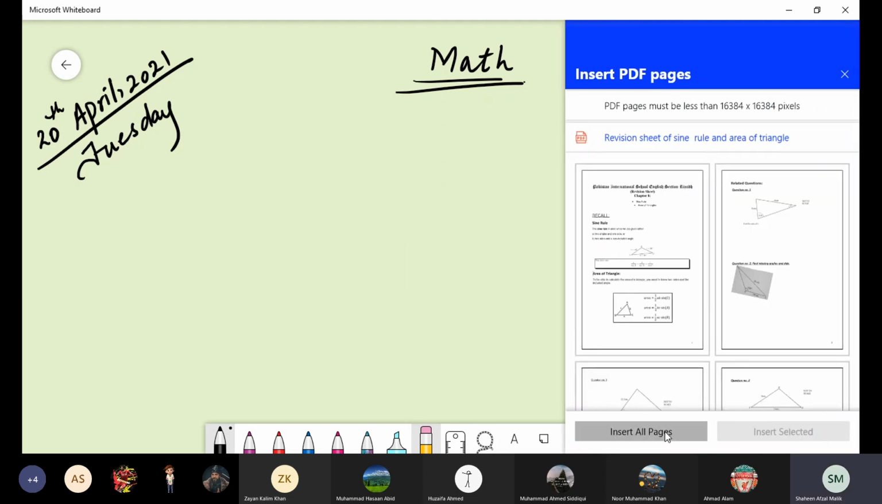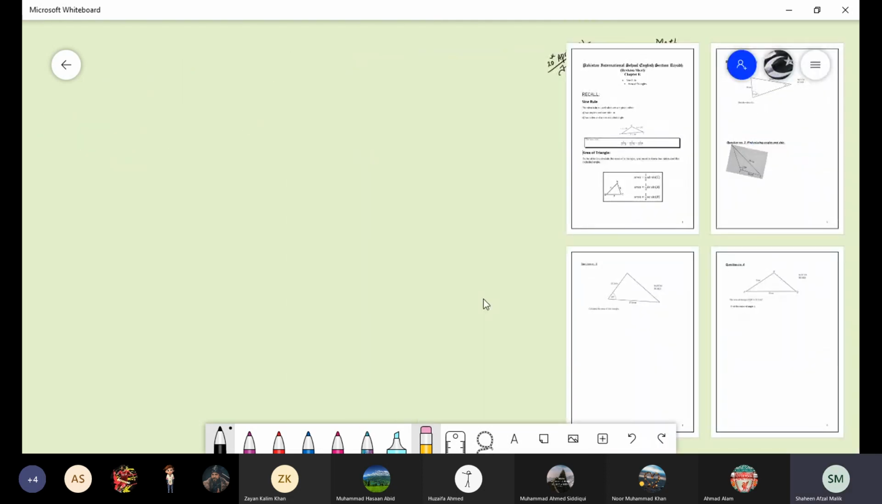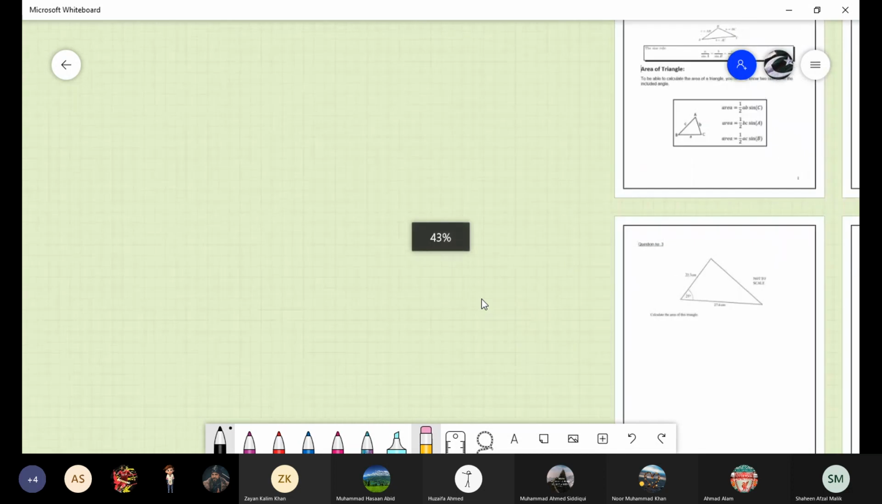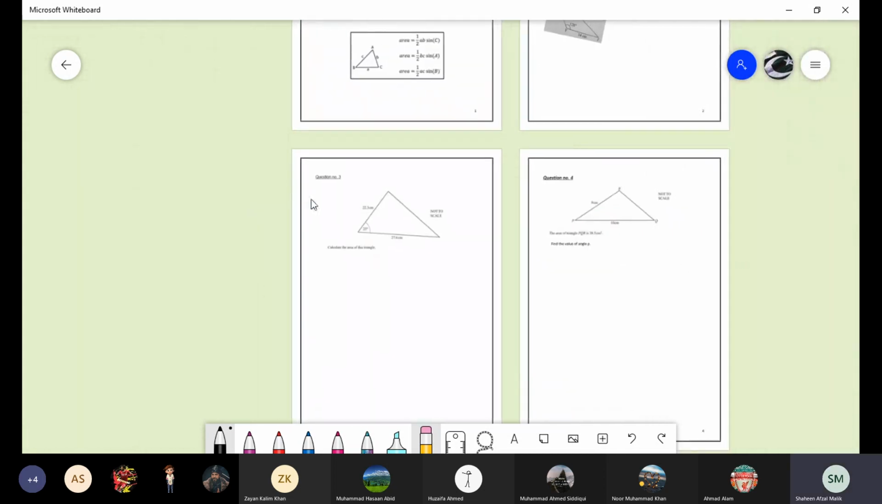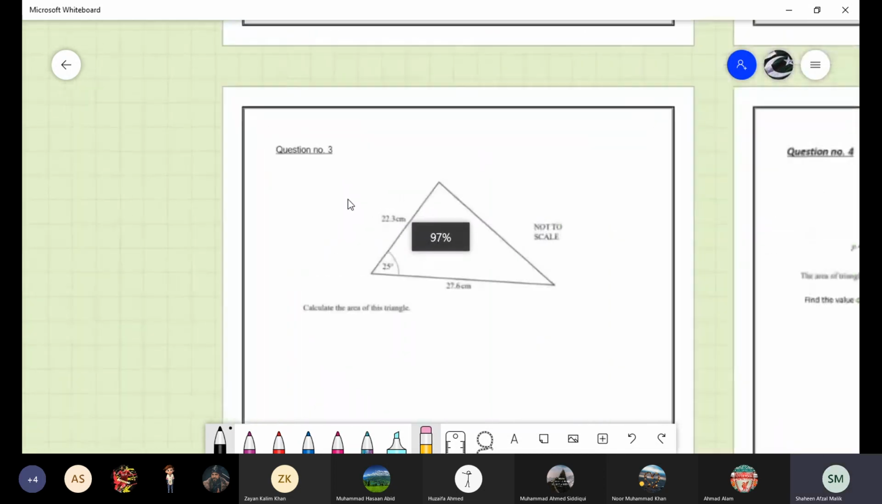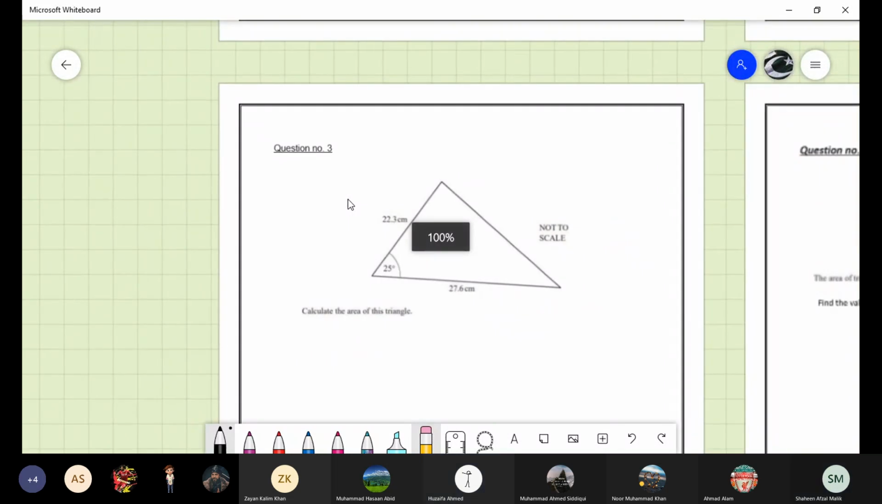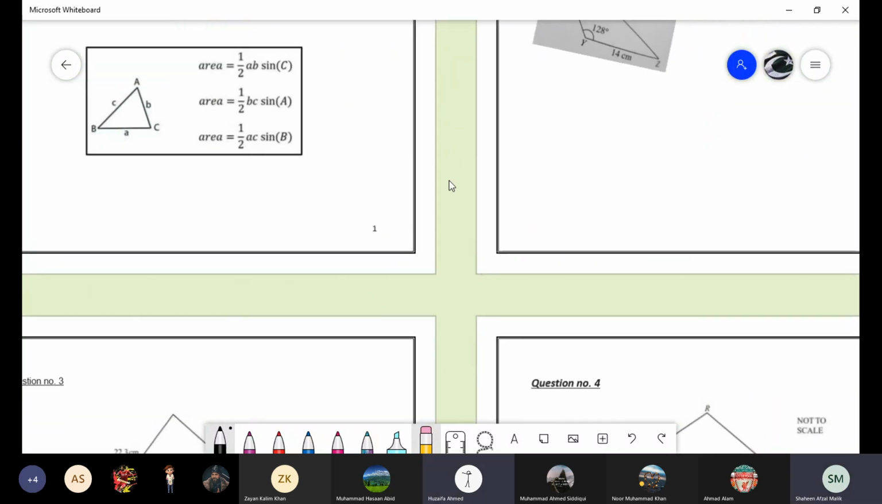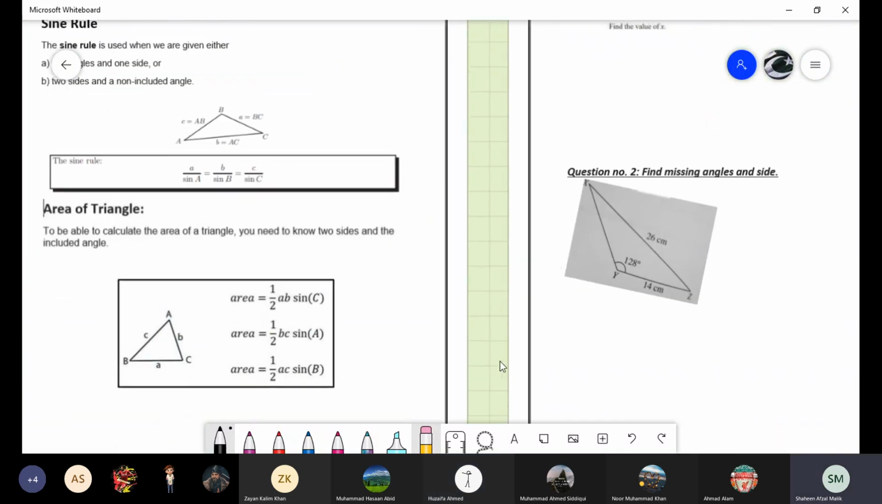Yes, this is the worksheet. You have the same worksheet with you? Yes, boys. Did you take the printout? Yes, ma'am. No printout? No. Okay, you can solve here.